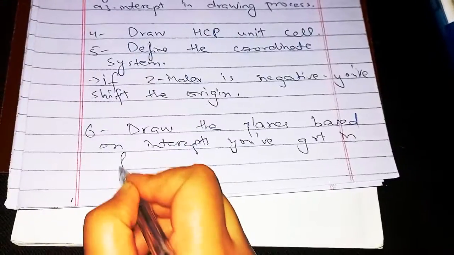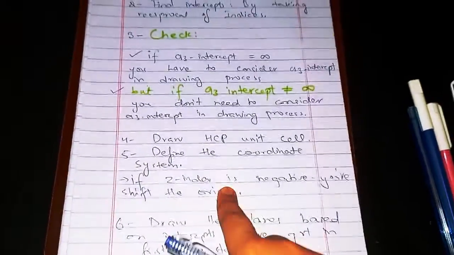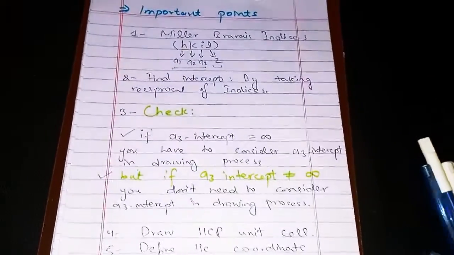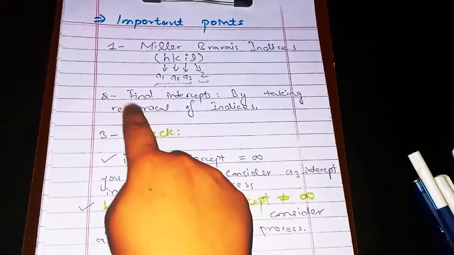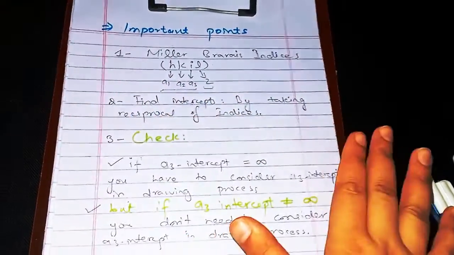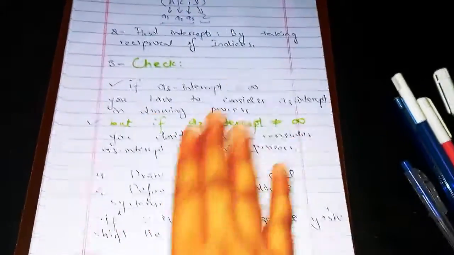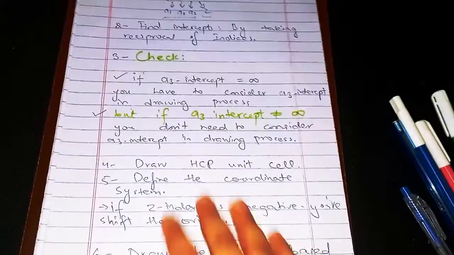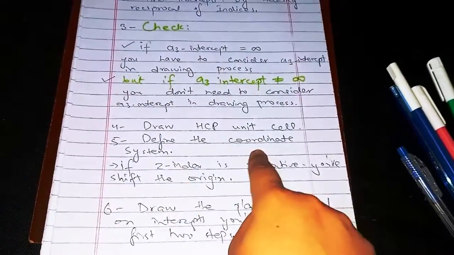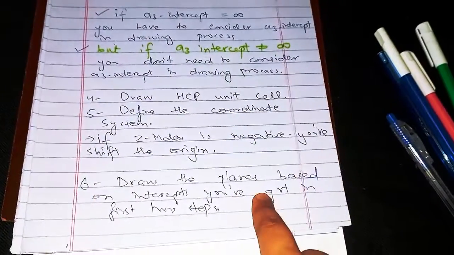In the first two steps. This is the complete information that you need to know before drawing the planes inside an HCP. Okay, first of all, identify HKIL, and after that, find intercepts by simply taking the reciprocal. Then the next step is to check whether the A3 intercept is infinity or not. You'll check that, and you need to know whether to include A3 in the process or not. After that, you'll draw the HCP unit cell, define the coordinate system based on the Z index polarity. And after doing that, you have to just draw the plane using the intercepts that you have got from this process.